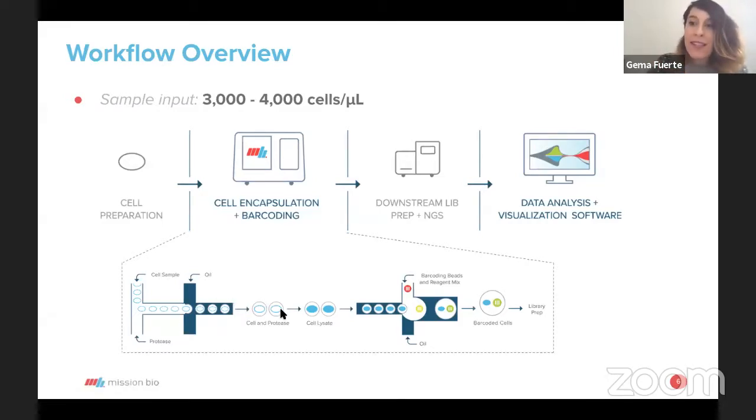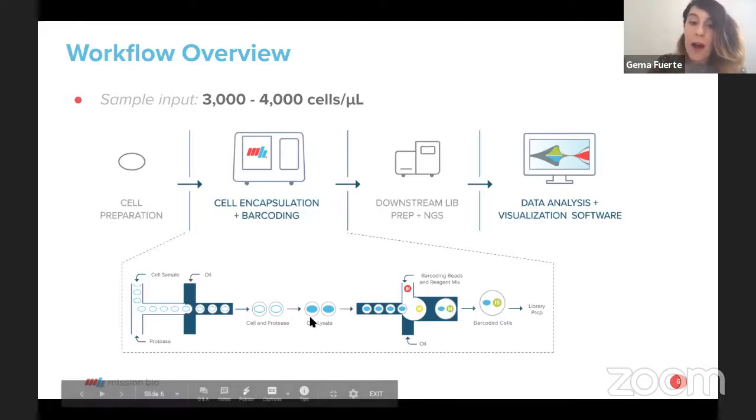But we have to digest these cells because we have to get rid of all the proteins that sequester our genomic DNA and hinder the molecular biology downstream. So that's the lysis step, and that's done outside on a thermocycler. So we digest all these proteins and we have our genomic DNA freely of a single cell.